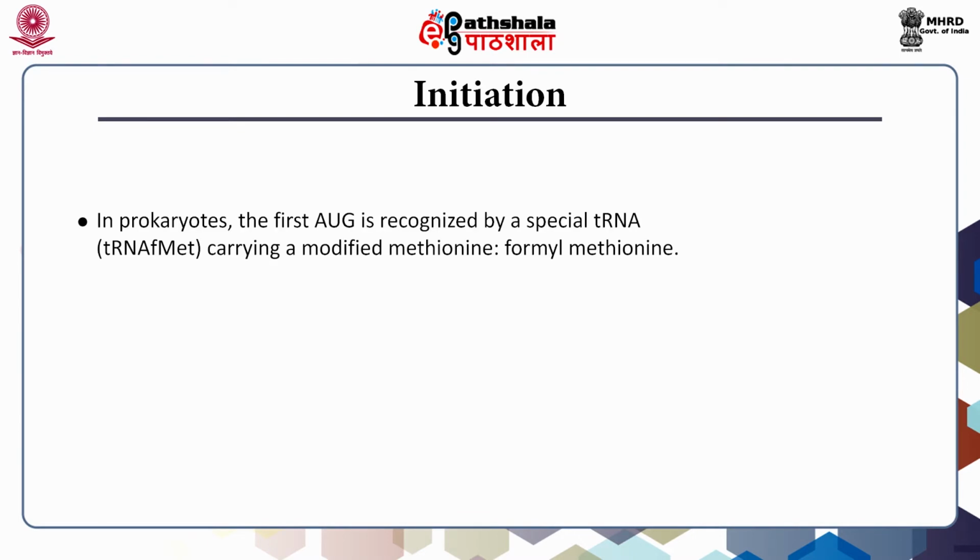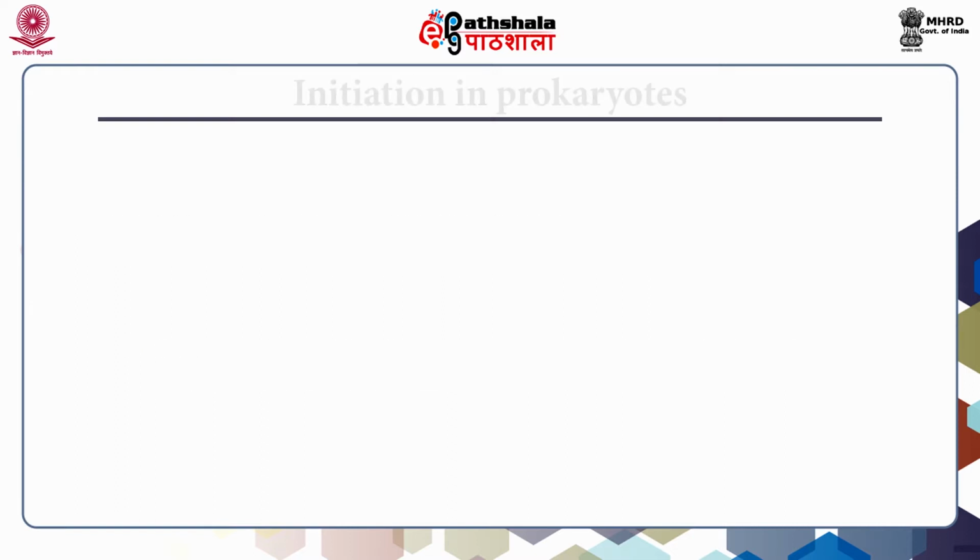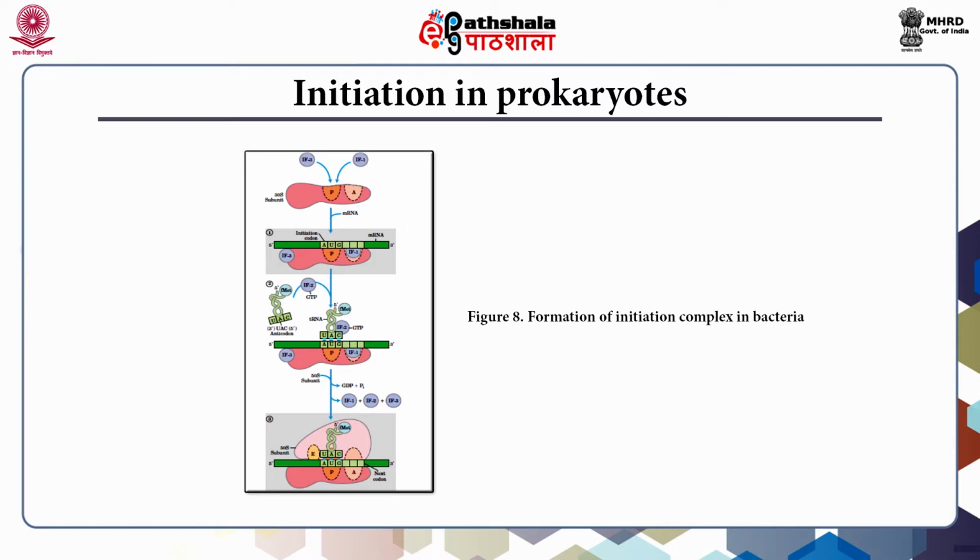In prokaryotes, the first AUG is recognized by a special transfer RNA known as transfer RNA fMet, carrying a modified methionine residue. It is also known as the formylated methionine transfer RNA. Three initiation factors, initiation factor 1, 2 and 3, are required for the process.